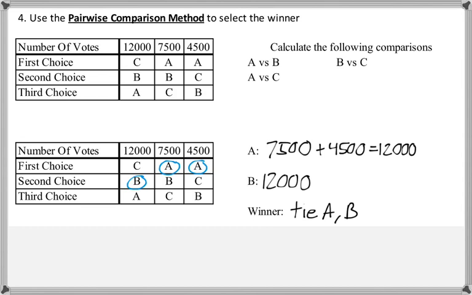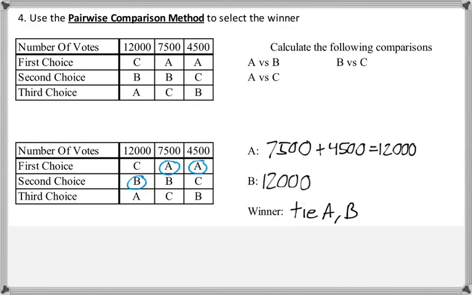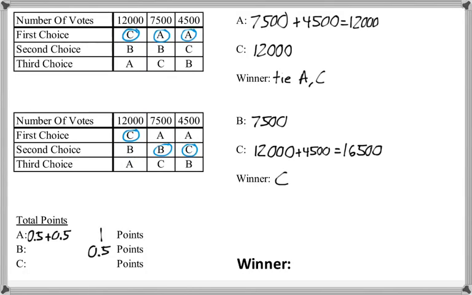B got 1 tie and no wins. So that's just half a point. And then C got 1 tie and 1 win. So that's 0.5 plus 1, or 1.5 total points. So the winner is C, or Sierra.